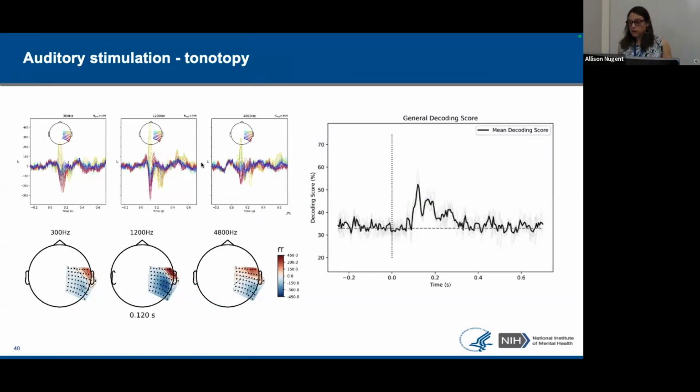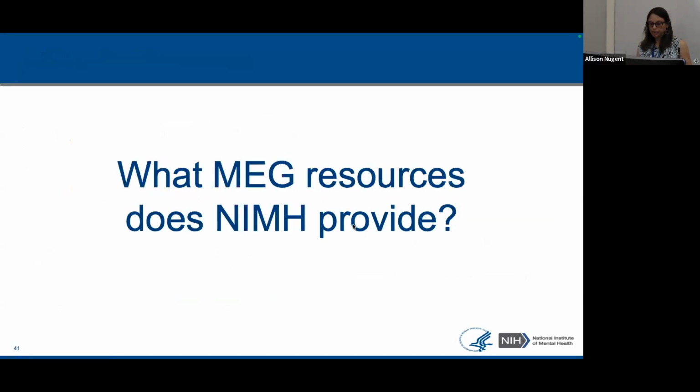We also recently started piloting a tonotopic mapping task where we use auditory stimulation in one ear at three different frequencies: 300, 1200, and 4800 hertz. We get a nice auditory evoked response here, and you can see the topo map here for each frequency. When we use a classifier, we're able to discriminate between these three task conditions between 100 and 300 milliseconds post stimulus.